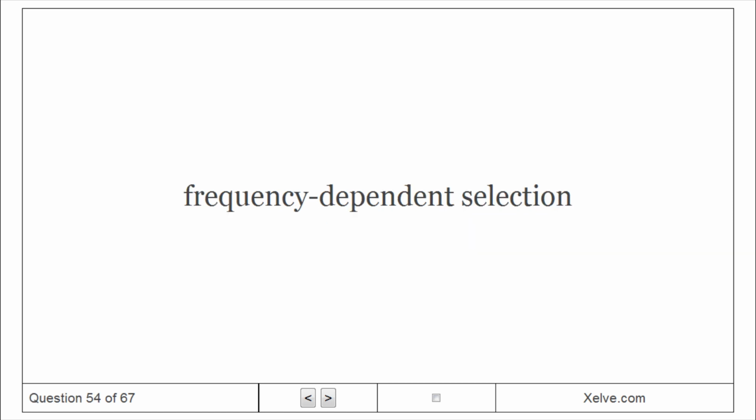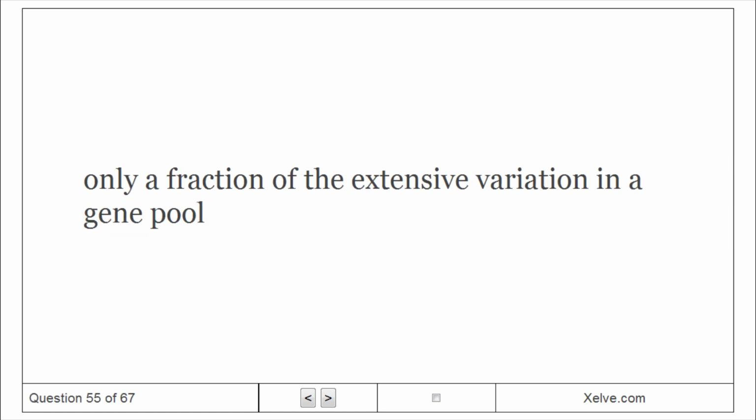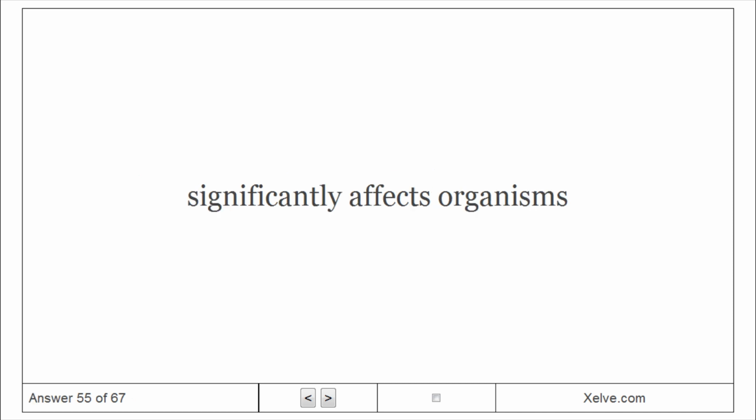Frequency-dependent selection. The survival and reproduction of any one morph declines if that phenotypic form becomes too common in a population. Only a fraction of the extensive variation in a gene pool significantly affects organisms.